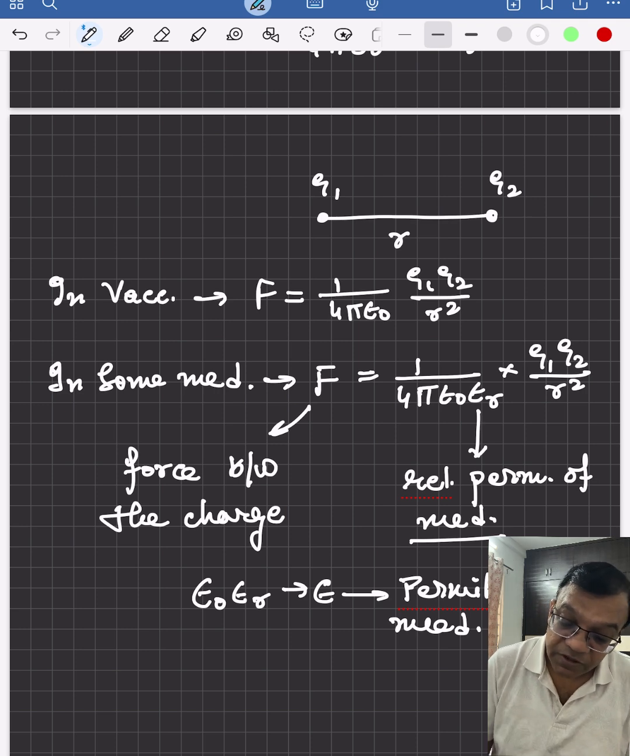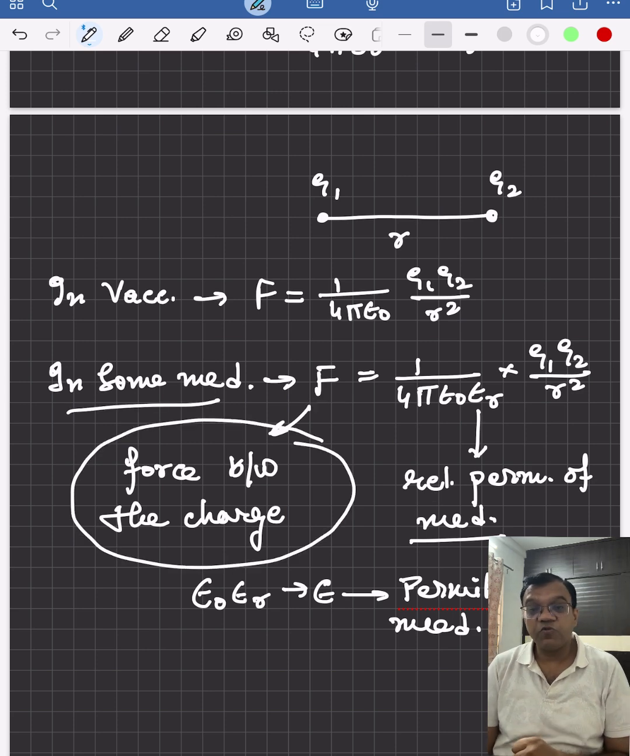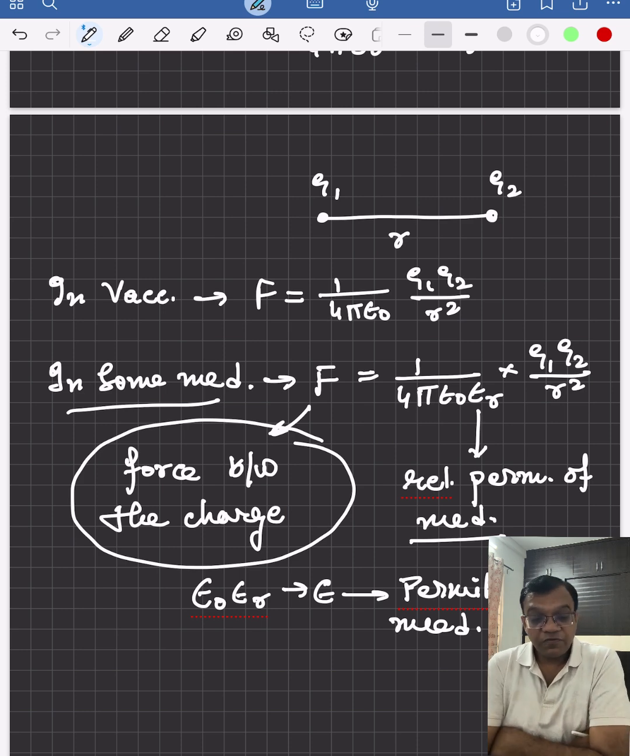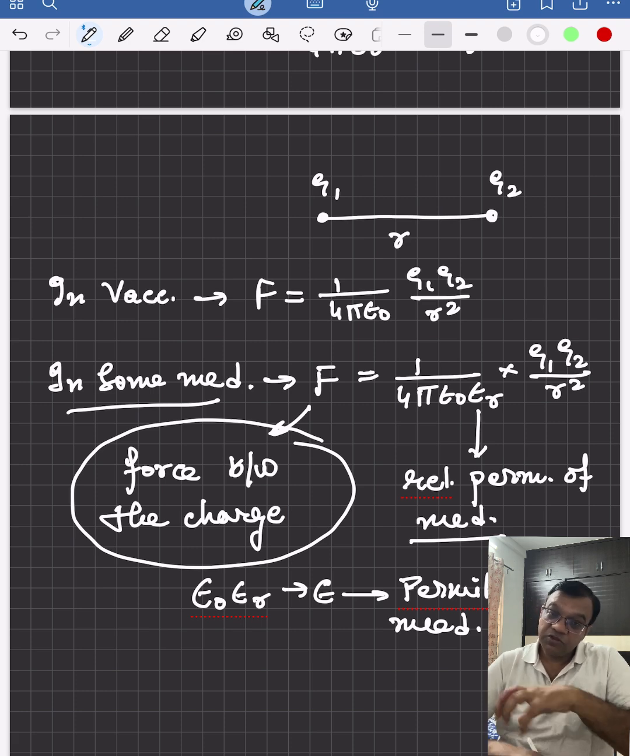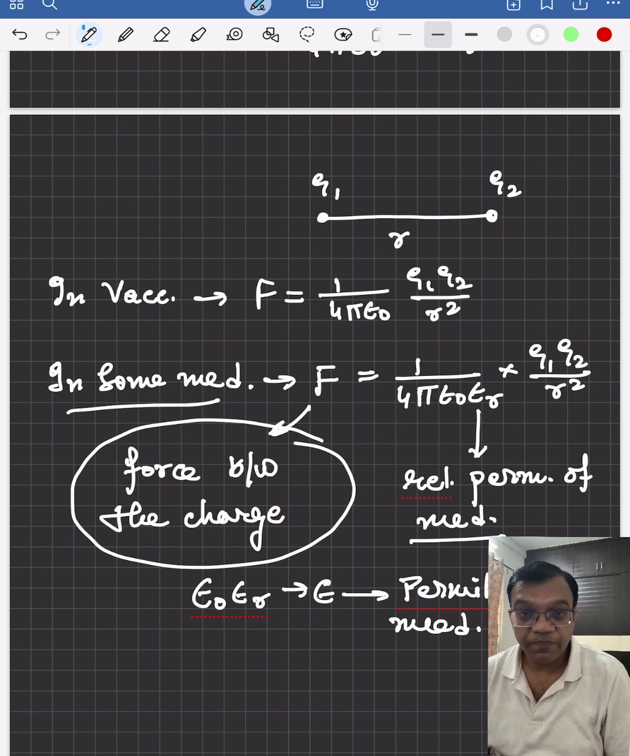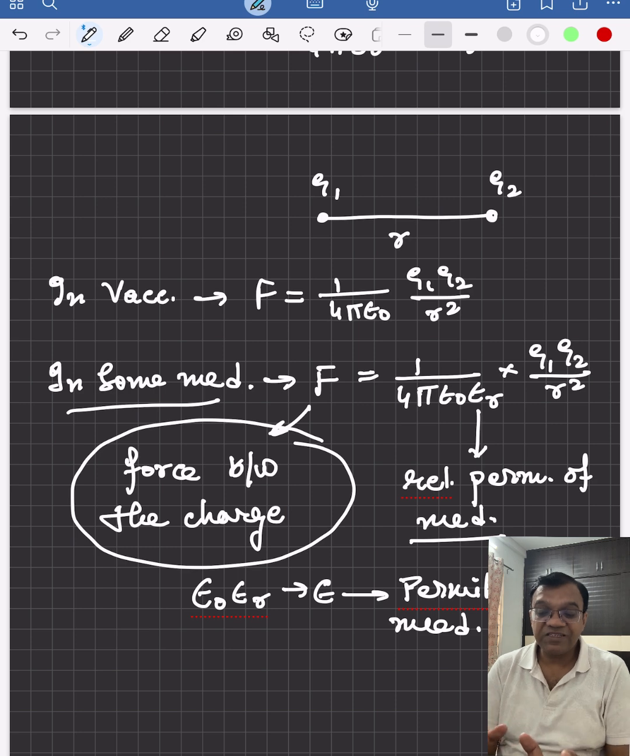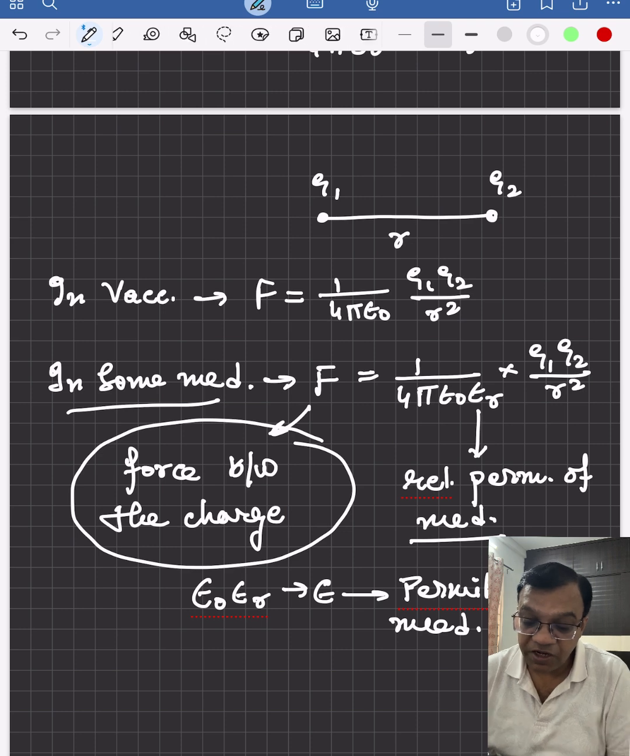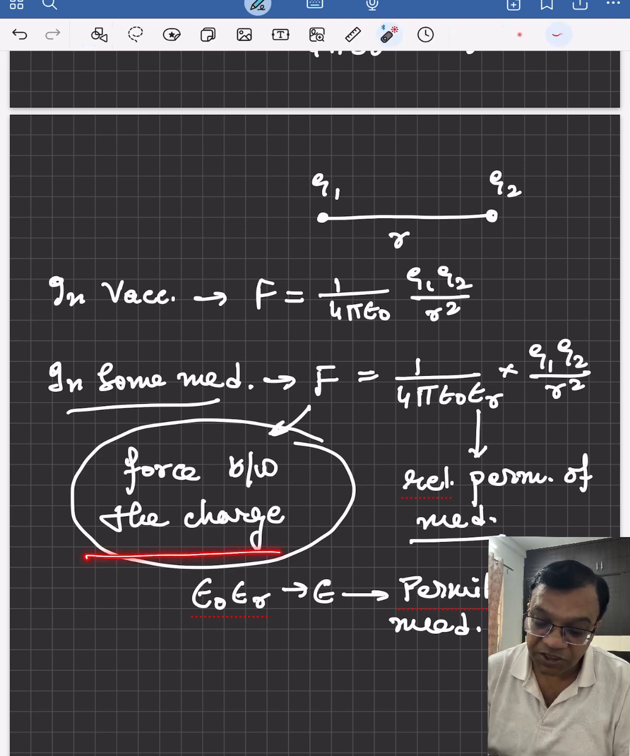People say this F in some medium is the force between two charges, the force experienced by Q1 due to Q2. But if I say this, then it is violating the statement that the force between two charges is independent of the presence or absence of other charges. Then in this medium, the force changes. So this particular thing creates the trouble. And what is the core reason? Actually, this statement itself is wrong, to say that it is the force between two charges.